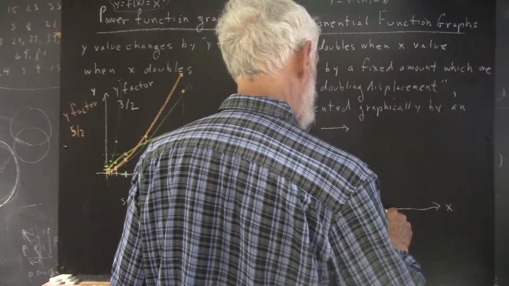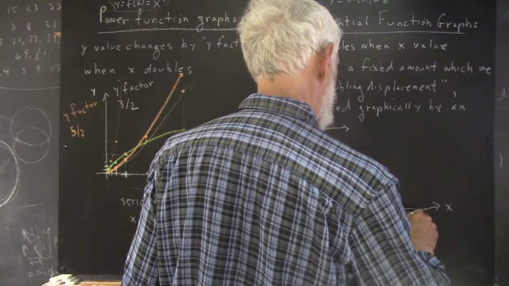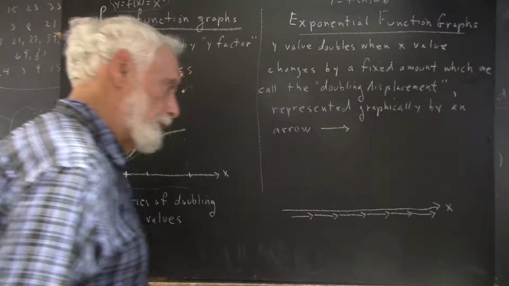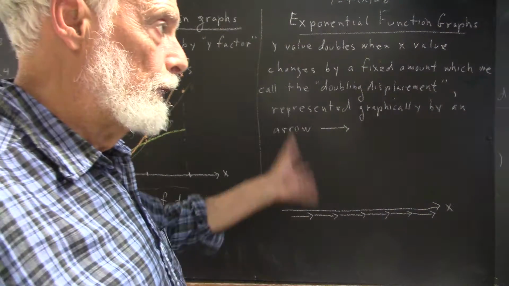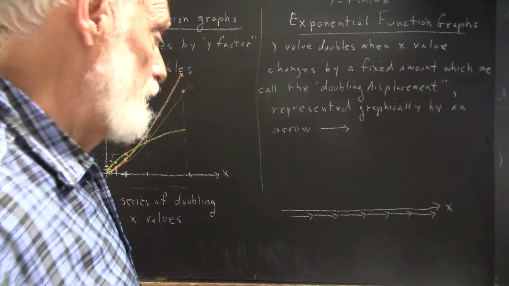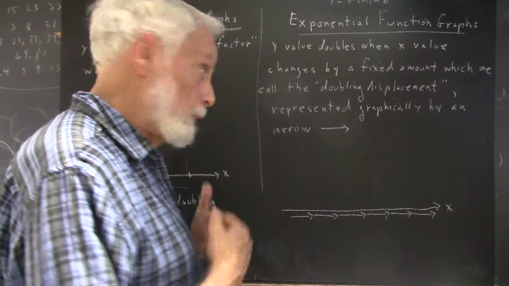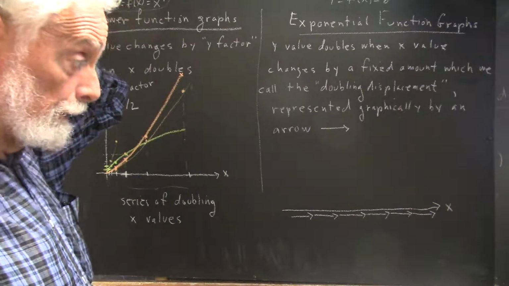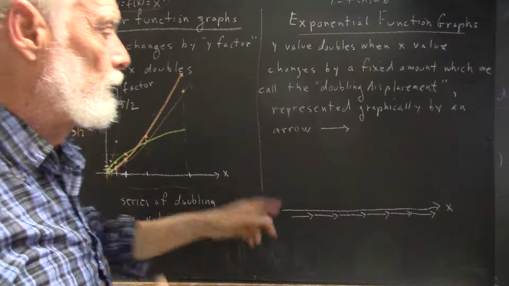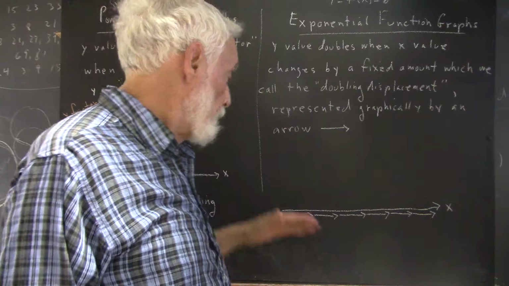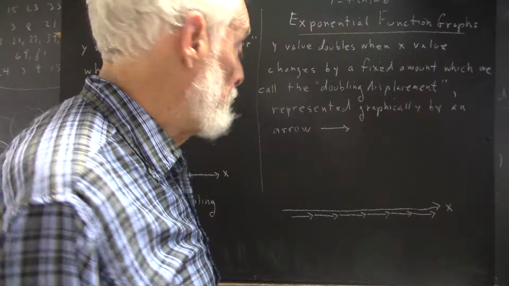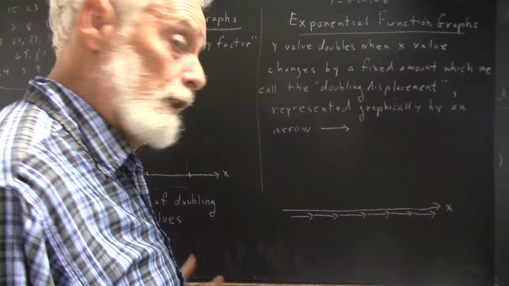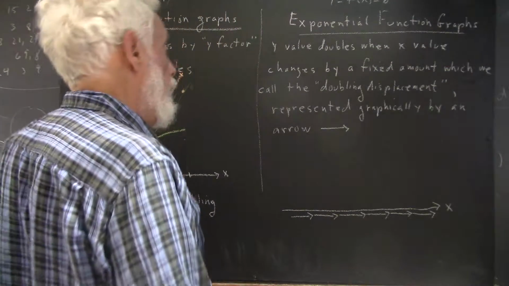So I'm going to draw several of these arrows, as many as I can get into this section of the x-axis. Now notice I don't have a y-axis. I will eventually need one, but I can put the y-axis any place I want to, before or after I specify these doubling displacements. So right now, to keep my options as open as possible, I'm going to specify the doubling displacement and leave the y-axis totally out of the picture.